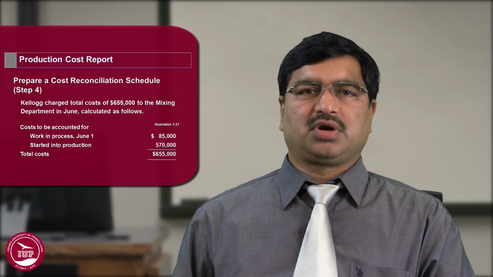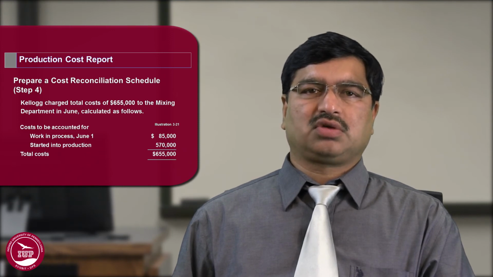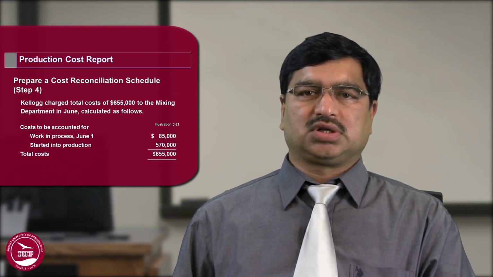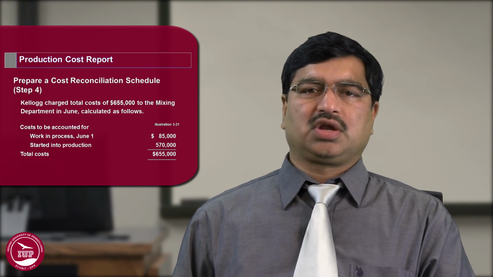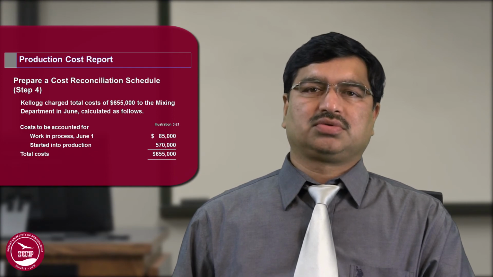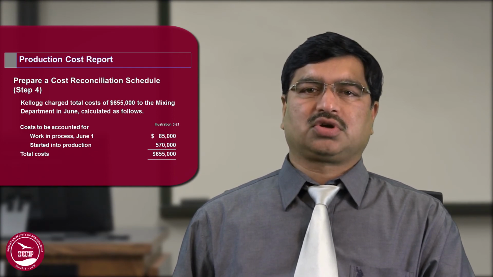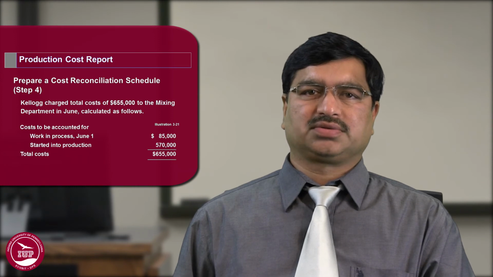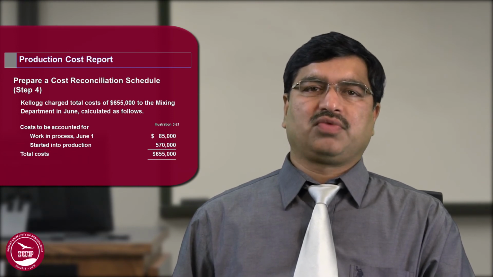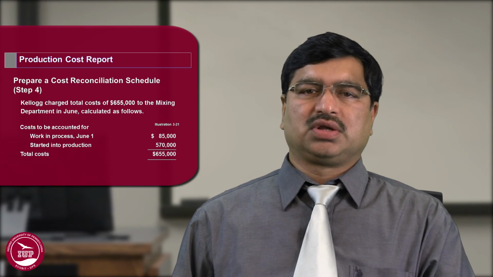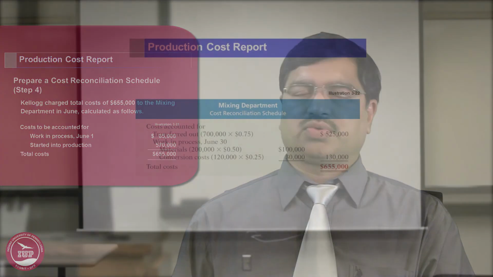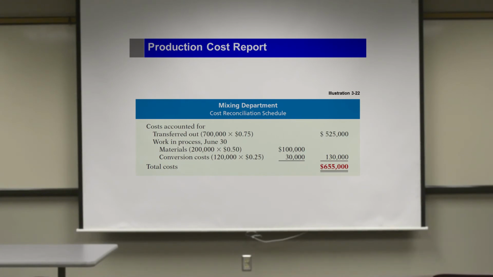Next, we will prepare a reconciliation schedule. That is, we started with certain units and certain cost. In the beginning inventory, we had a cost of 85,000, and during the month of June, the production costs that were incurred were 570,000. The total cost we need to account for is therefore 655,000 among the units which are in the ending inventory and the units which have been completed, which was 700,000 units.